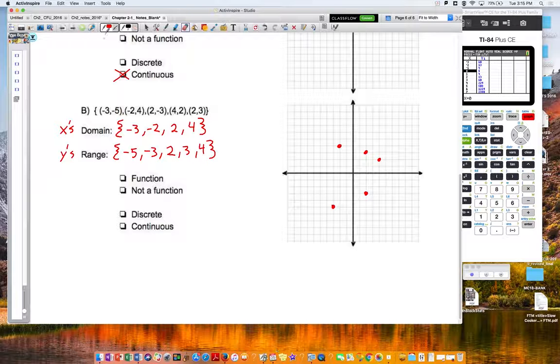So now, the question is, is this a function? To check, I start doing vertical lines. This vertical line only contains that point. This vertical line only contains that point. But this vertical line has 2 points. So since there's 2 points on that vertical line, this is not a function. Likewise, since you're given them as a set of points, and it's not given to you as an equation like a curve or a line, this one is discrete.